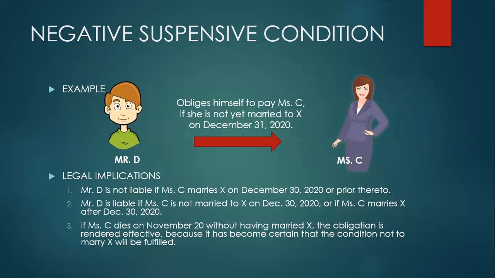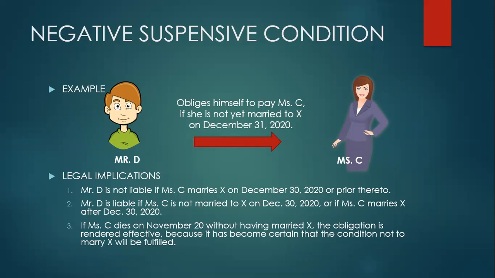Third, if Miss C dies on November 20 without having married X, the obligation is rendered effective. Why? Because it has become certain that the condition not to marry X will be fulfilled. Kasi namatay na si Miss C. So therefore, she can no longer marry X. So the condition is already fulfilled. And therefore, Mr. D is liable to Miss C for the amount, there is no given amount. No? So the obligation will be effective.